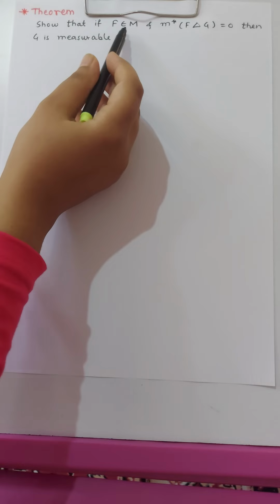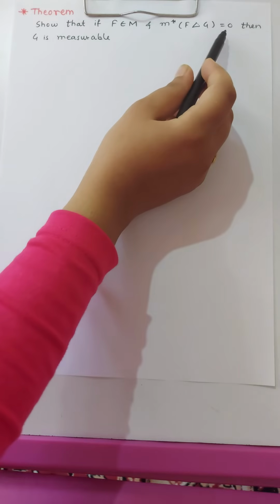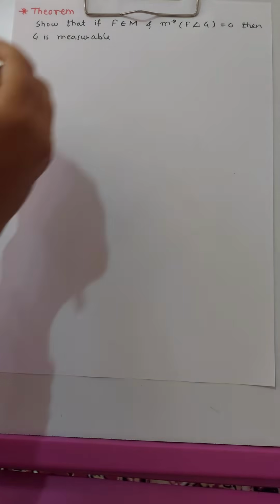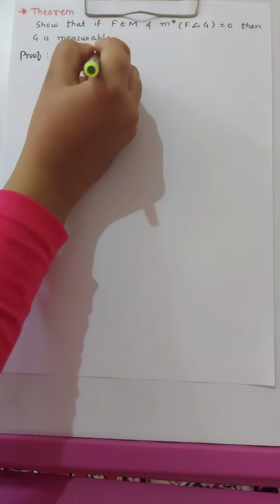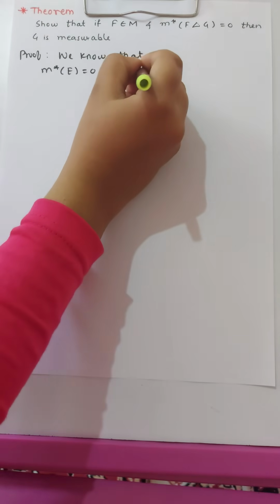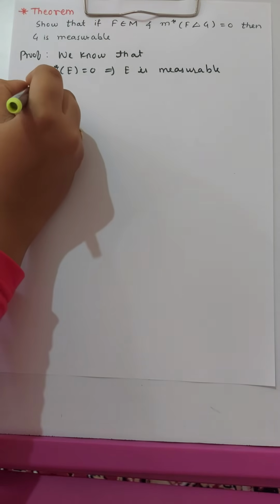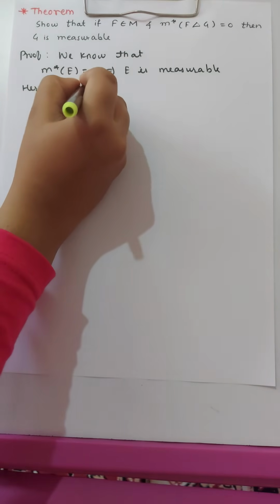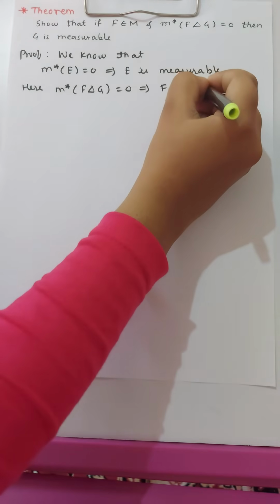Now the third theorem: we have to show that if F belongs to M, that is F is a measurable set, and outer measure of F delta G is equal to 0, then G is measurable. Proof: we know that if the outer measure of any set, suppose E, is 0, then E is measurable. Here outer measure of F delta G is equal to 0. This implies that F delta G is measurable.